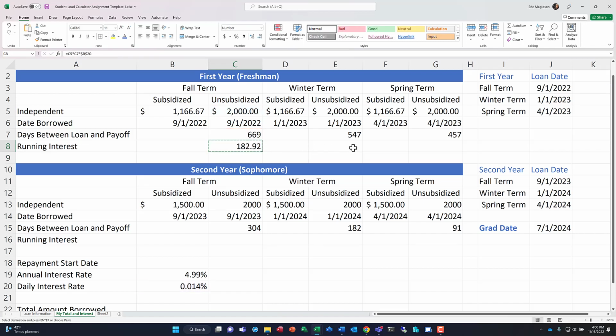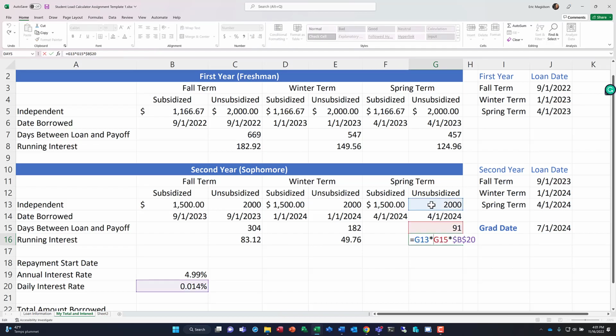Now I'm going to do Control-C, Control-V, and obviously I should see the interest reduce because I'm closer to the graduation date, thus being charged less interest, right? Fewer days, less interest. Now, I always want to audit. The way I'm going to audit is double click here and make sure, okay, it's using this 2,000, it's using this 91 days, and it's using my daily interest rate. So the cool thing is, I know that this is correct, okay?